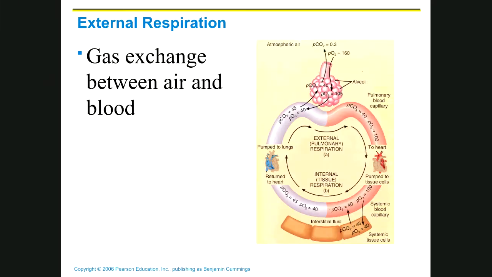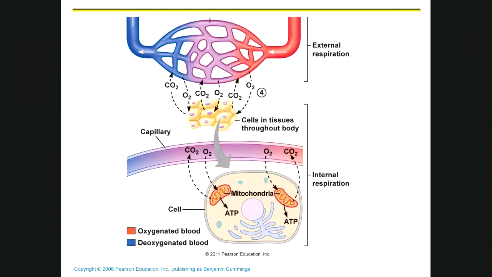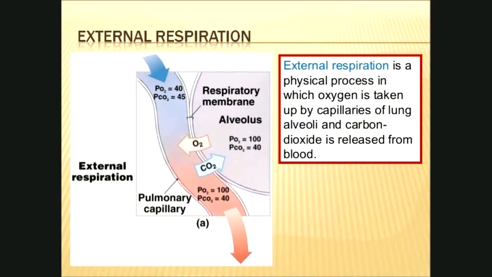So if we look at external, again, it's gas exchange between air and blood. It happens at the lungs. It happens right here between air and blood. If we blow that up, it looks like this. Air and blood. That's where we're going to get gas exchange. And so it happens right here. Air and blood.